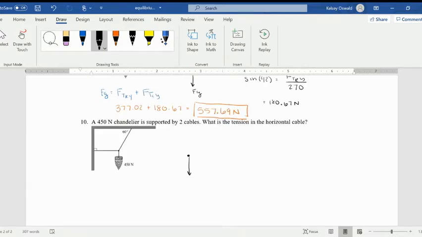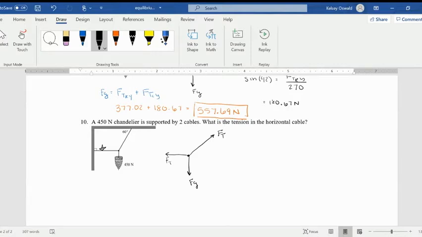Always a good first step, draw your free body diagrams. Force of gravity points down. Here we have a force of tension pointing up and to the right, and a force of tension pointing to the left. Our goal is to find the tension in that horizontal cable. So we want to find the tension in our rope over here.